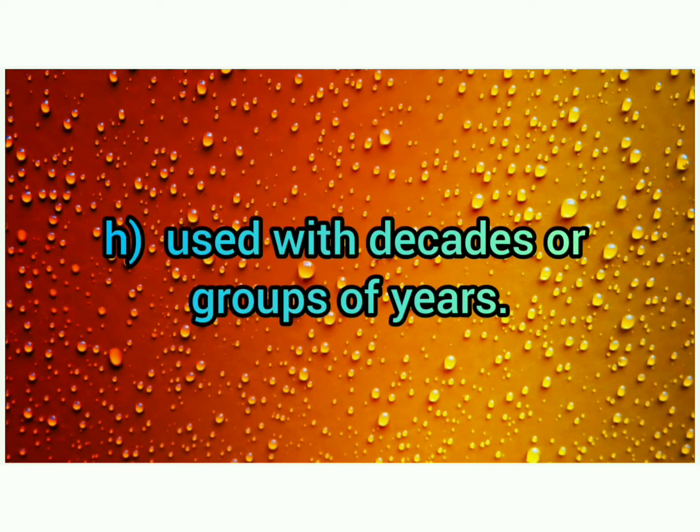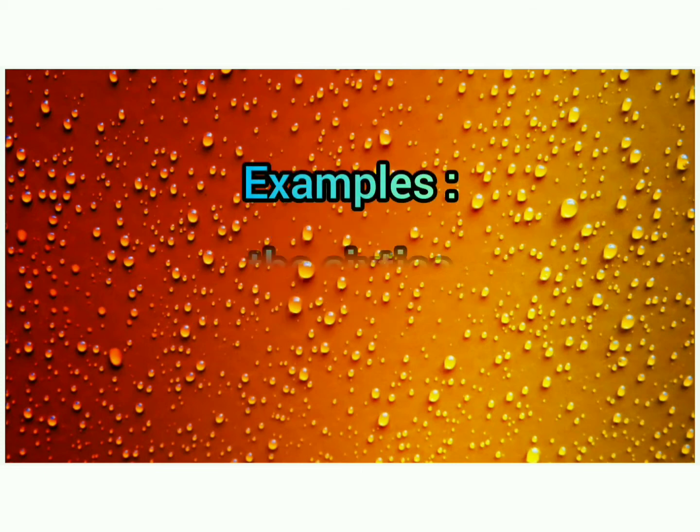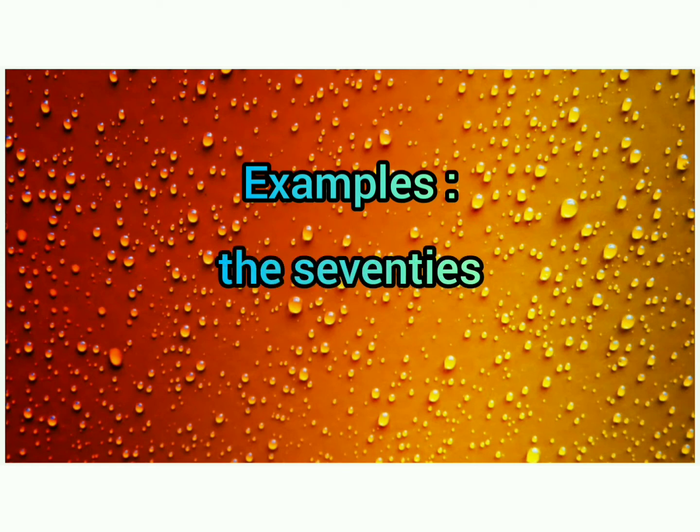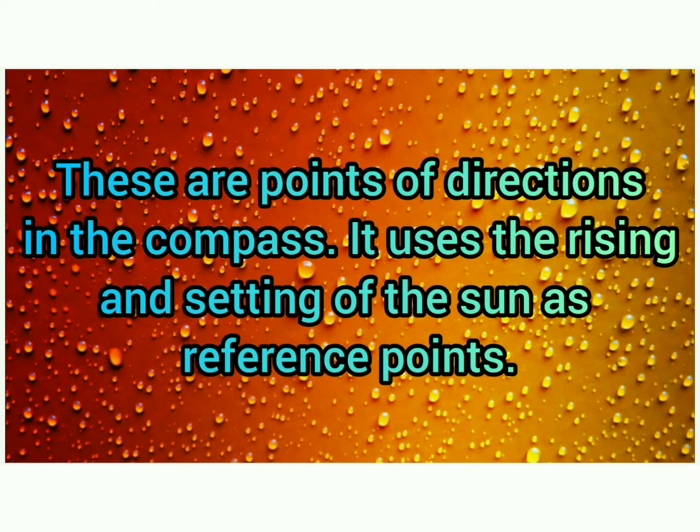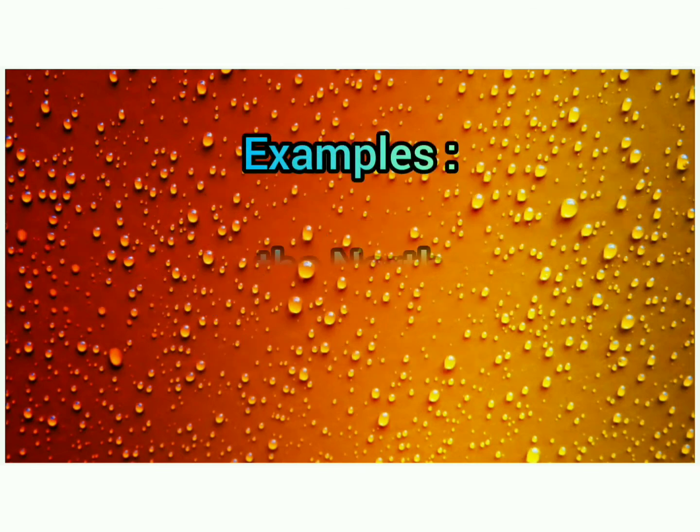H, used with decades or groups of years. Examples, the 60s, the 70s. I, directions of the cardinal points. These are points of direction in the compass. It uses the rising and setting of the sun as reference points. Examples, the north, the south, the west, the east.